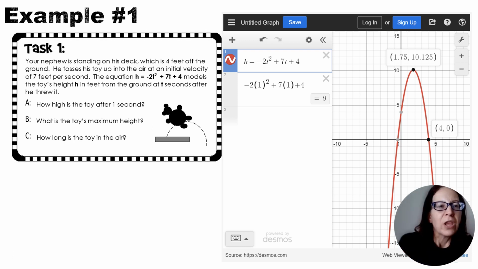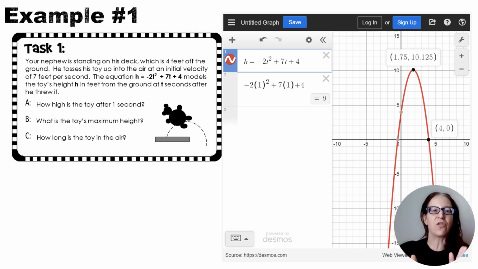Task number 1: your nephew is standing on his deck, which is 4 feet off the ground. He tosses his toy up into the air at an initial velocity of 7 feet per second. The equation h equals negative 2t squared plus 7t plus 4 models the toy's height h in feet from the ground at t seconds after he threw it. So there's a lot of information packed in there, and you might be intimidated by it.